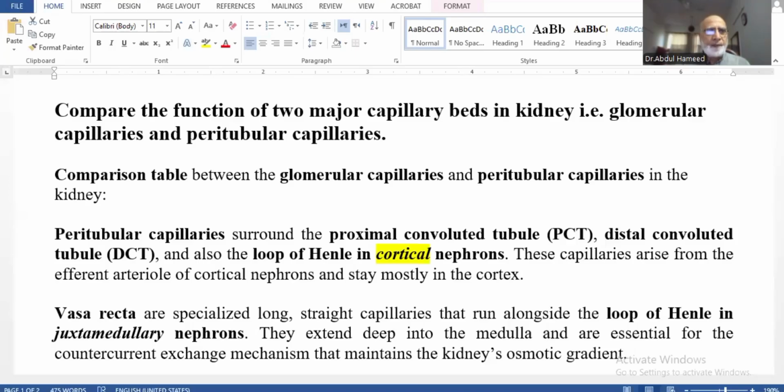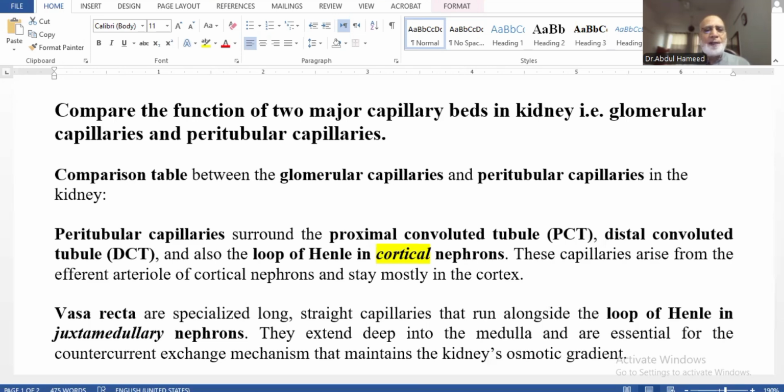Our next lesson is to compare the function of two major capillary beds in the kidney, that is glomerular capillaries and peritubular capillaries. A comparison table between the glomerular capillaries and peritubular capillaries in the kidney is very informative and gives us the total idea about the comparison. But before that, why not make a difference between peritubular capillaries and the vasa recta?